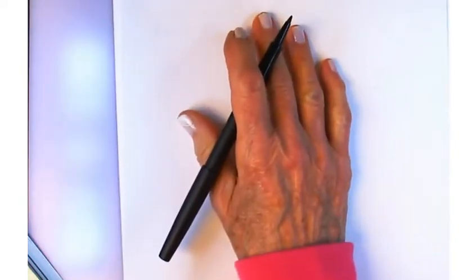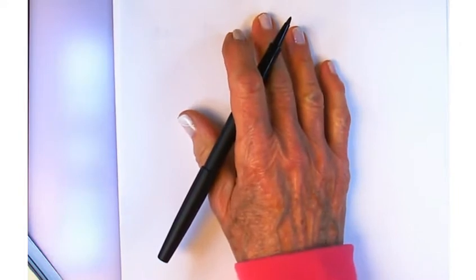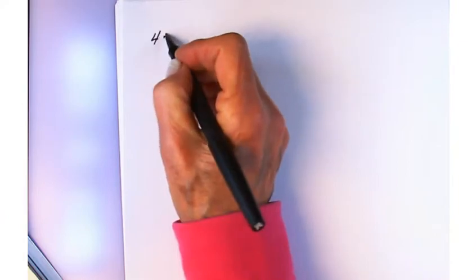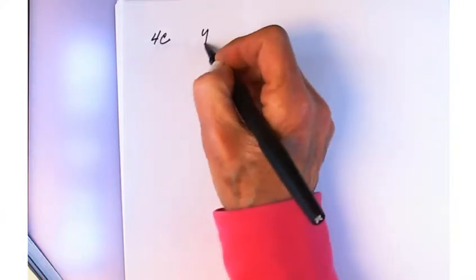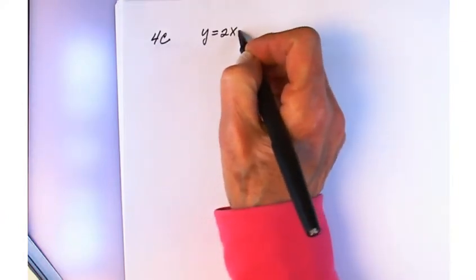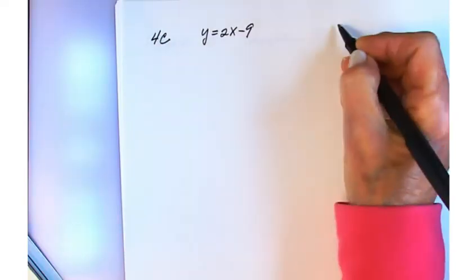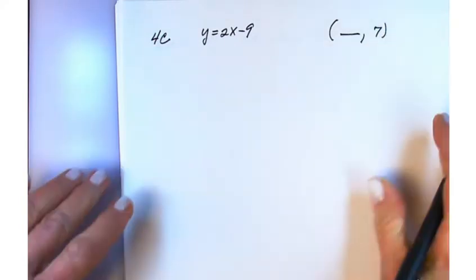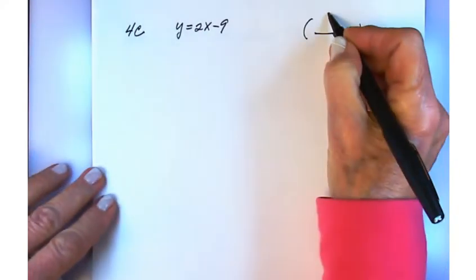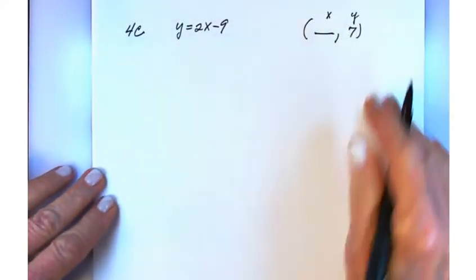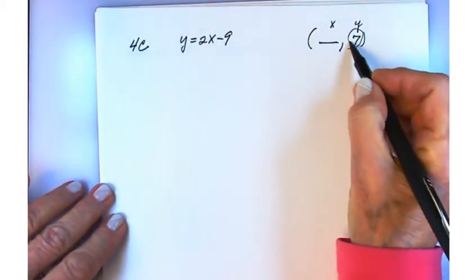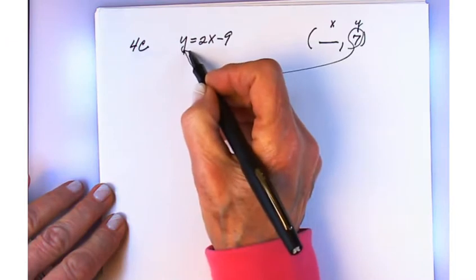Let's do one more like that, and let's look at 4C. And the reason I want to look at that one is because on this one we're given the blank first, and then we're given the 7. So this blank is the x, and the 7 is the y. So now I have to substitute this in over here.